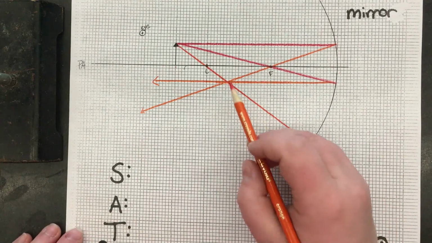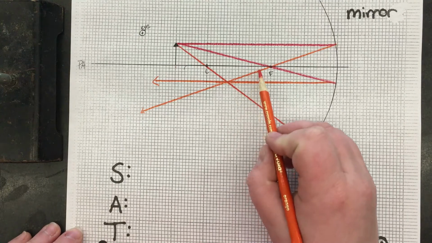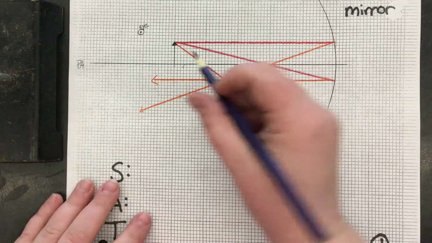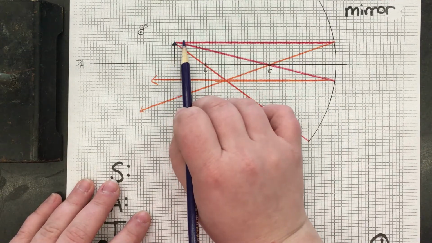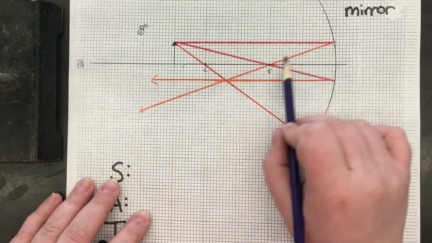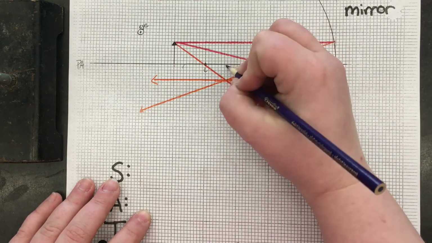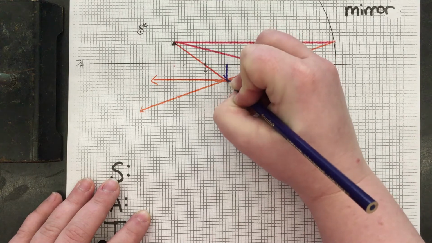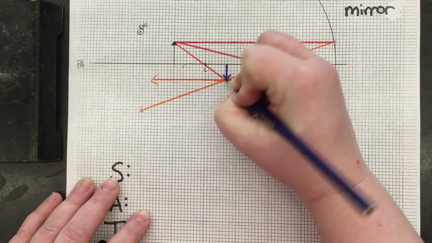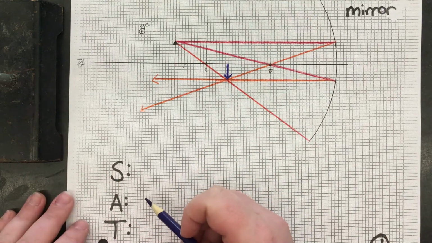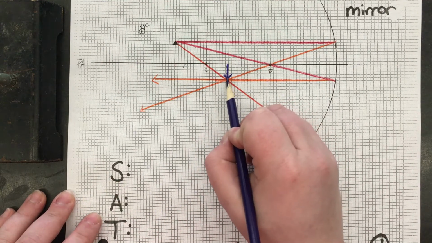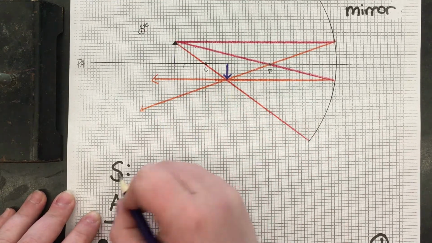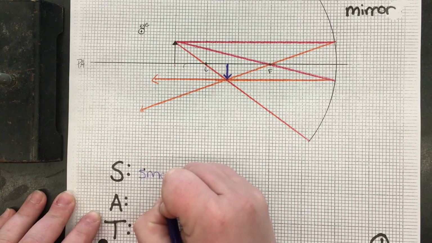Now, where all three of the reflected rays meet, so I'm looking at where all three of the orange rays meet, that is where the head of my image is going to be, because the light rays bouncing out of the head of the image all go through that point. So now I'm going to draw the image right here. So when I go to describe that image, the image is smaller than what I started with. So my object is that big, my image is smaller. So the size is smaller.